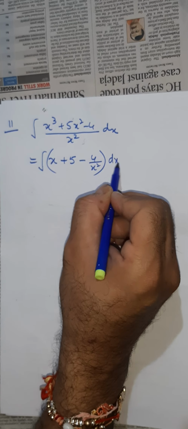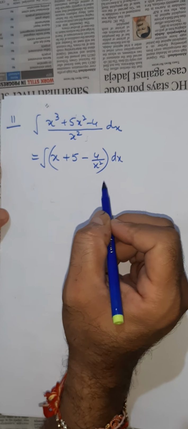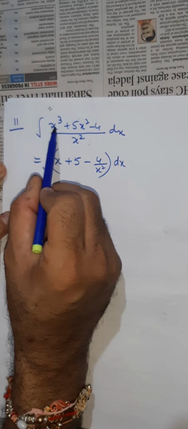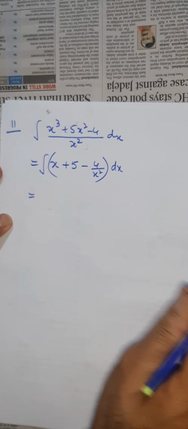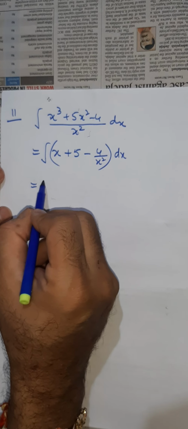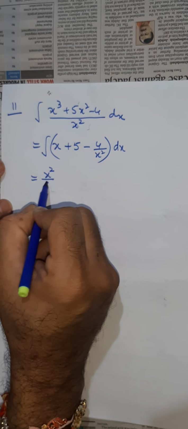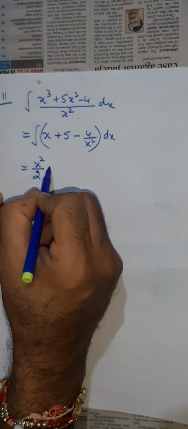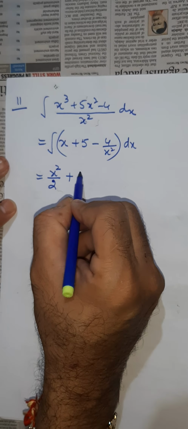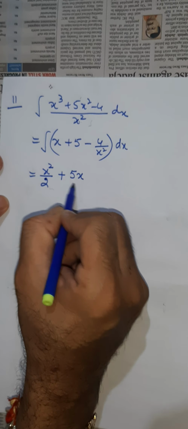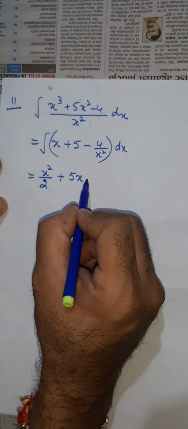Now you can see each of these is a standard function here. What I did, individual division, this upon this, this upon this. What is the integral of x? x² by 2, you know. Raise the power by 1 divided by the same number. Here power is 1. What is the integral of 5? You know, 5x, because if I differentiate 5x, I'll get 5.